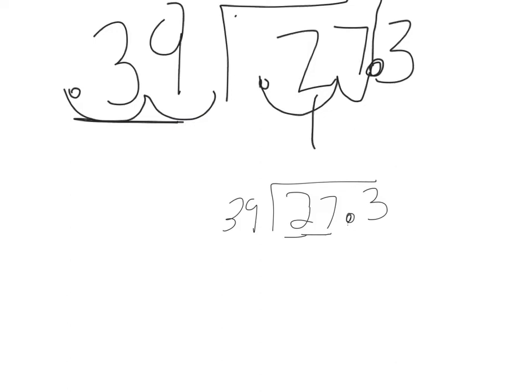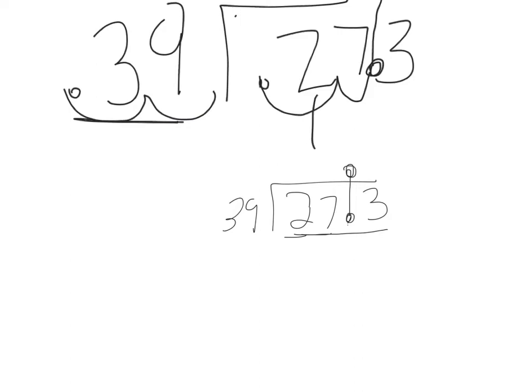No, it does not. So let's check. This is where your decimal goes up. How many times does 39 go into 273? This is where you have to do some math. You're going to have to multiply. You're going to have to do some guessing and check.